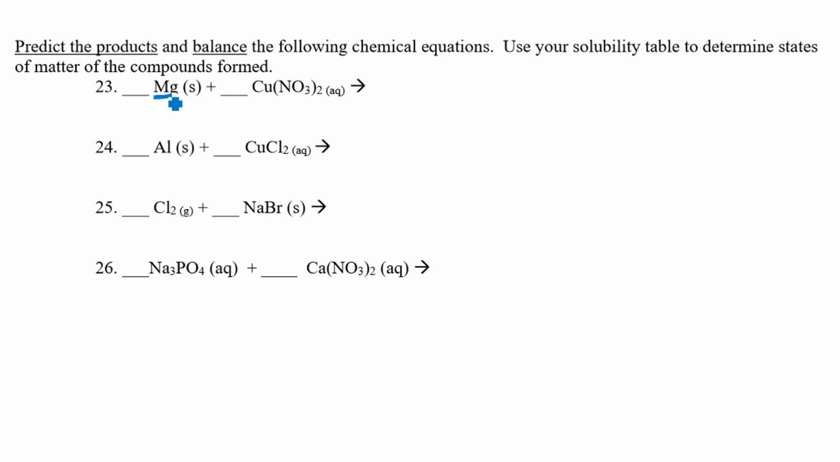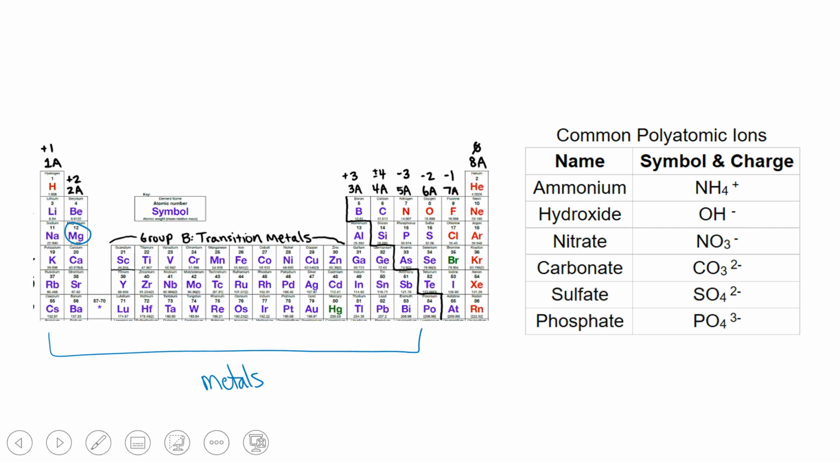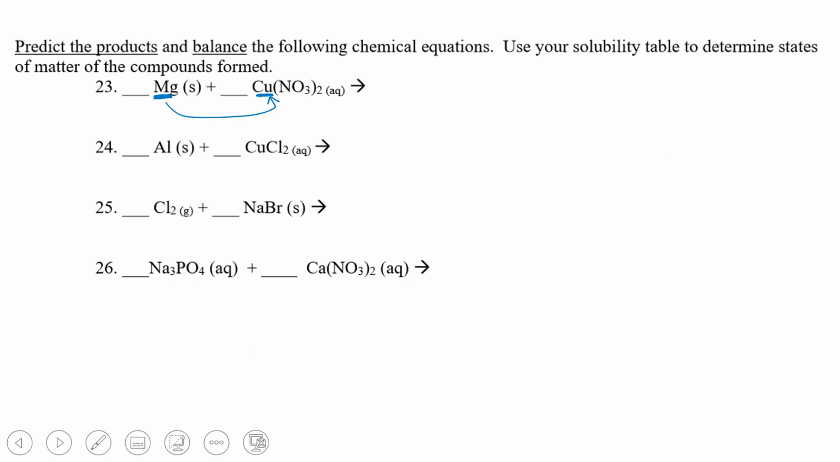So we've got magnesium as a metal. In a single displacement, look at the identity of the element by itself. And if the element by itself is a metal, it's going to switch places with the metal. The way that we figure out metal versus non-metal is these ones over here on the left, these are all metals. So notice that magnesium and who else was it? Copper. Okay, those are both metals. They're going to switch places with each other. All right, so the copper is going to go by itself, and then the magnesium is going to go with the nitrate.